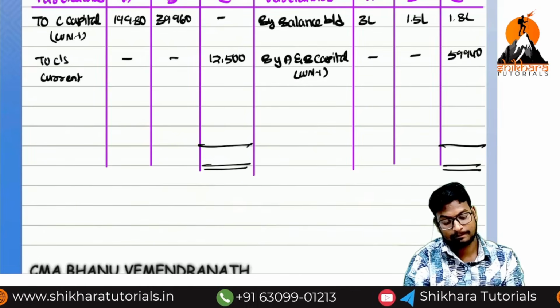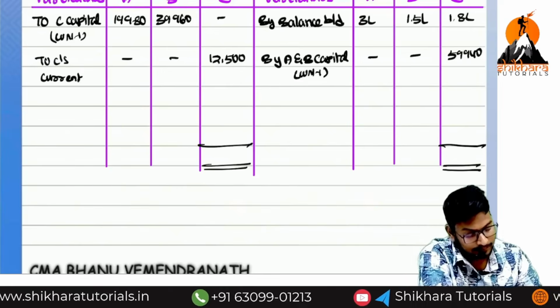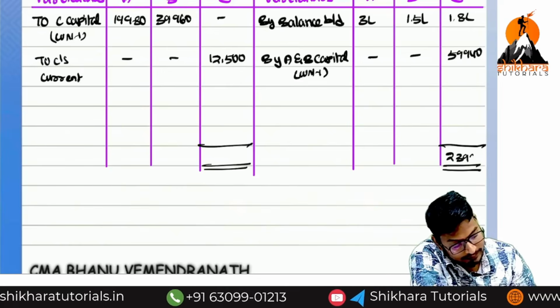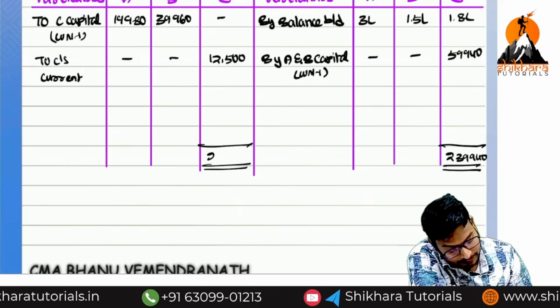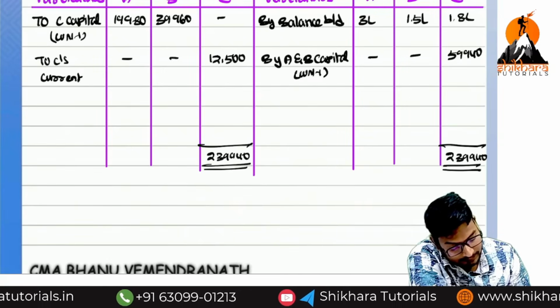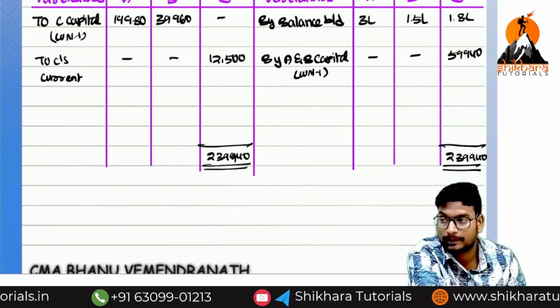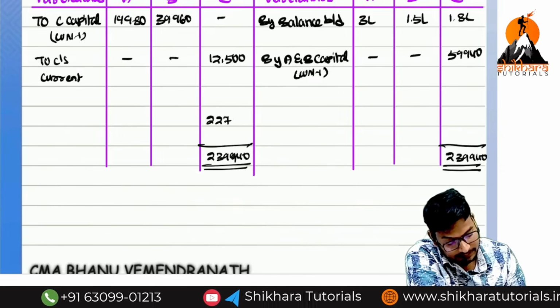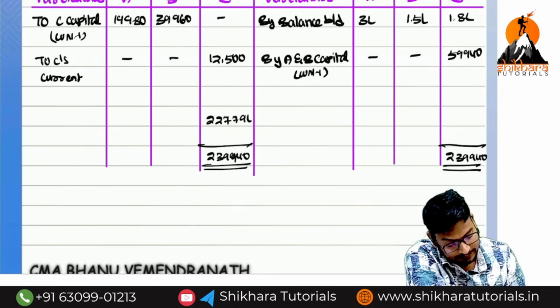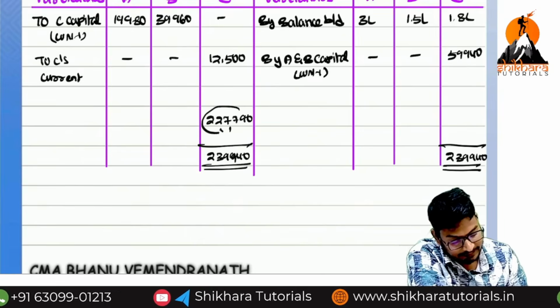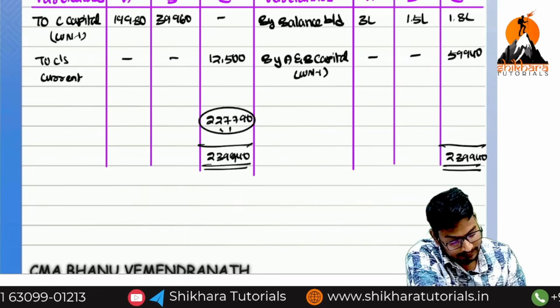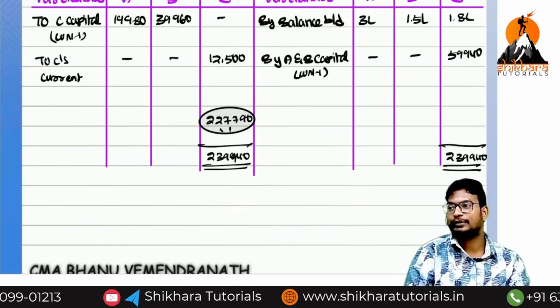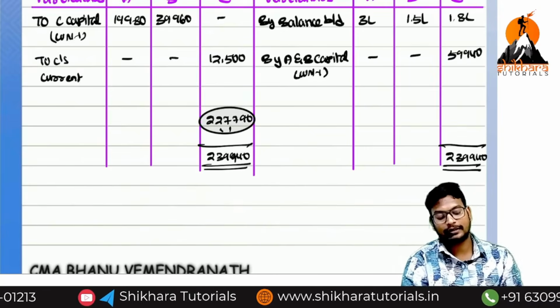Two lakhs. Okay, amma. 2,39,940. Here also how much, amma? 2,39,940. 2,27,790. This time I'm trusting you. Somehow I feel like trusting. 2,27,790. What should we write here? What we need to write now?